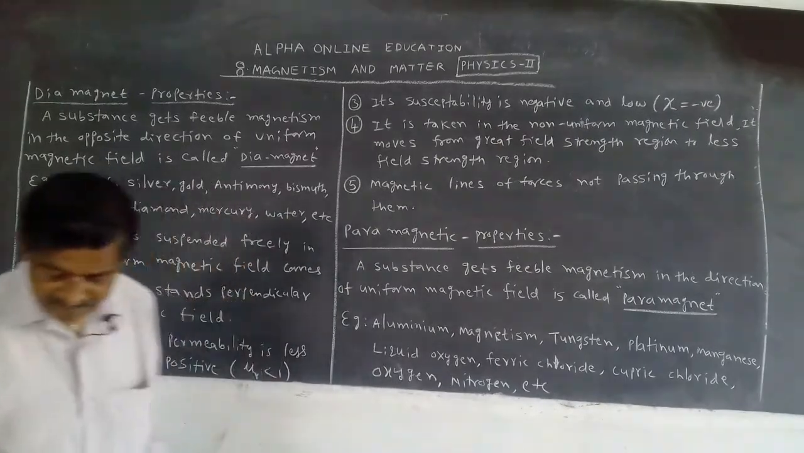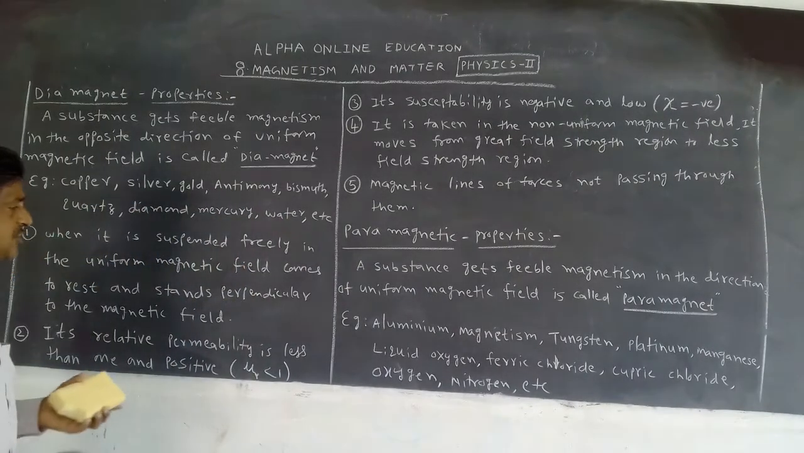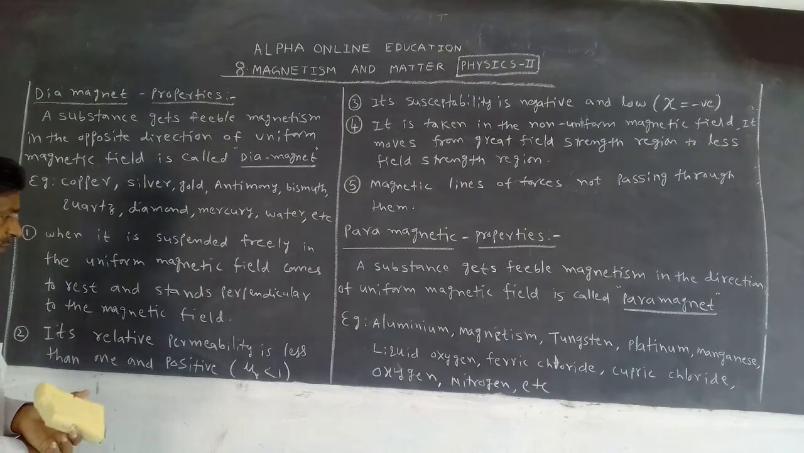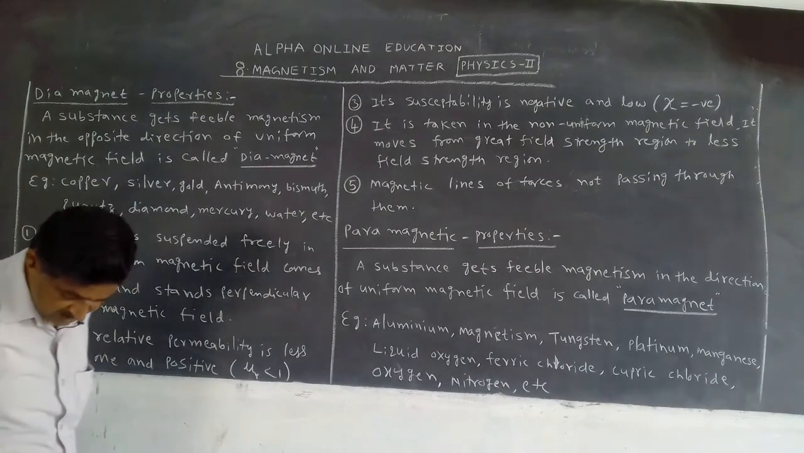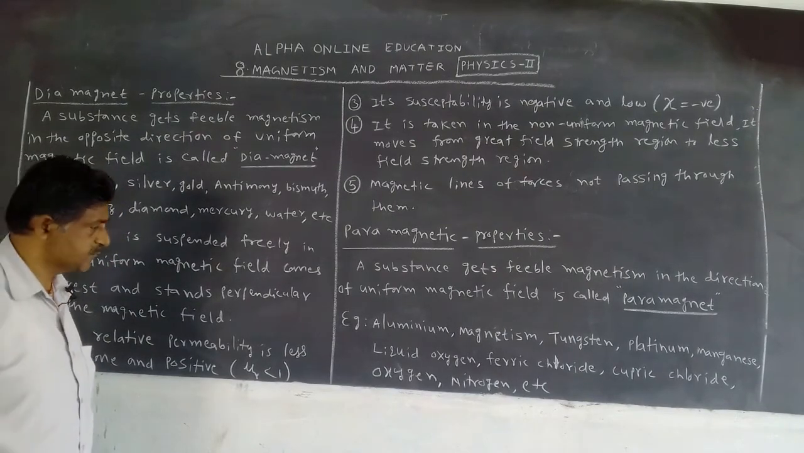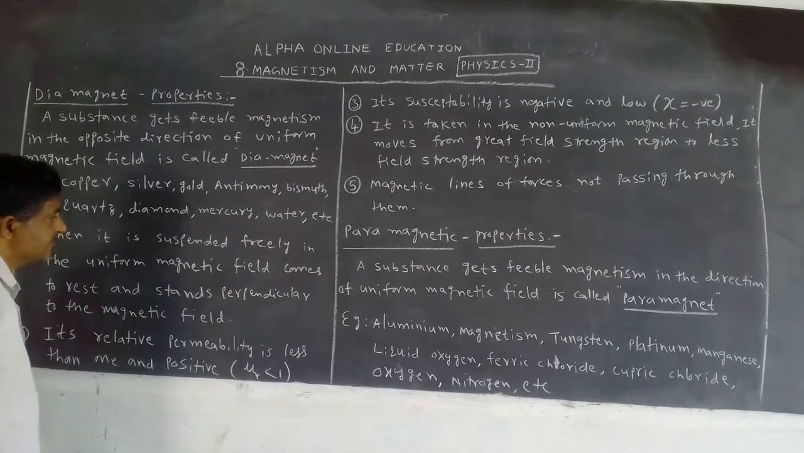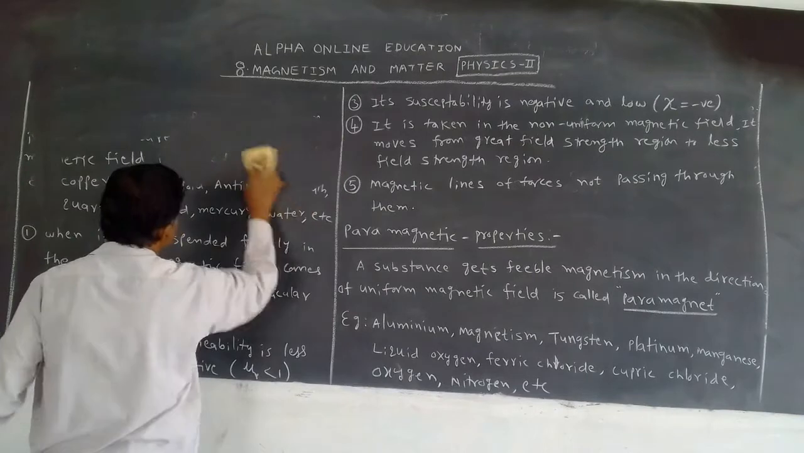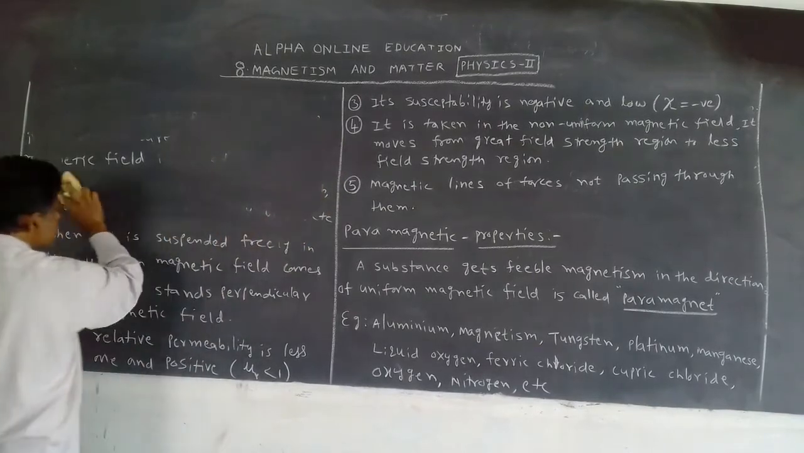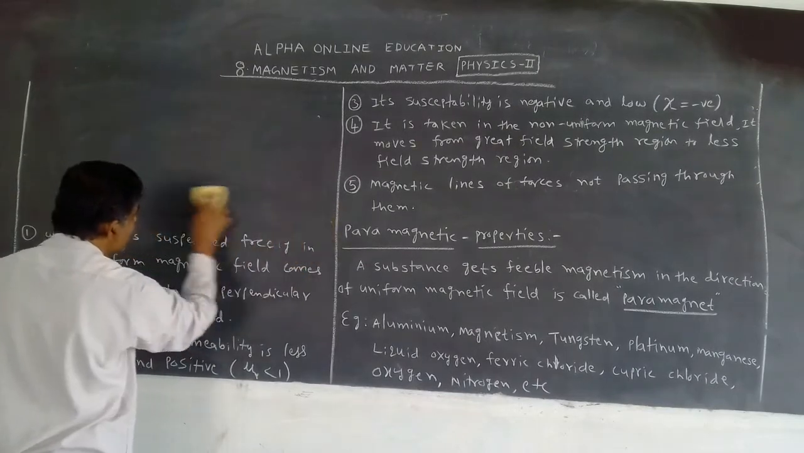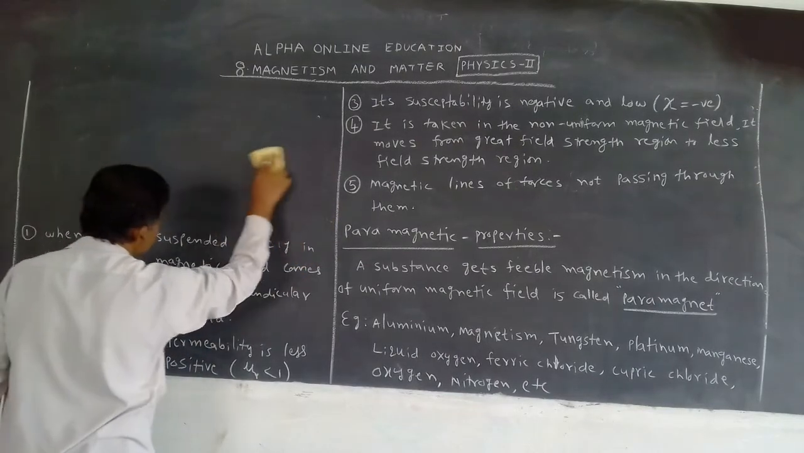Once again, what are the examples for paramagnets? Aluminium, magnesium, tungsten, platinum, manganese, liquid oxygen, ferric chloride, cupric chloride, oxygen, nitrogen, etc. Now, what are the properties? The properties of paramagnet are similar to the diamagnet, similar but a little bit greater.